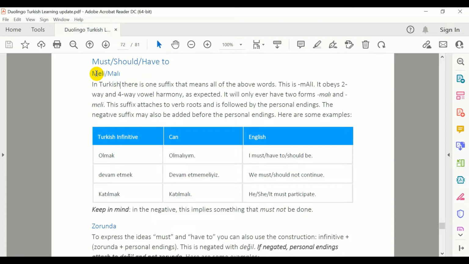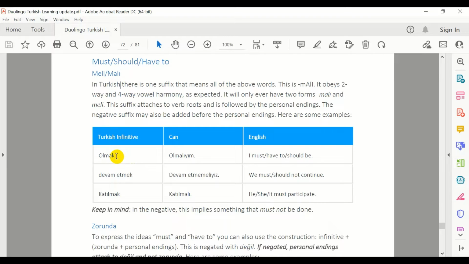malı or meli. It has two forms. You know why two forms? It is because of vowel harmony. It is one suffix, but it has two forms. It means it follows two-way vowel harmony. Whenever you want to express obligatory situations in Turkish language, you can add this suffix at the end of a verb.